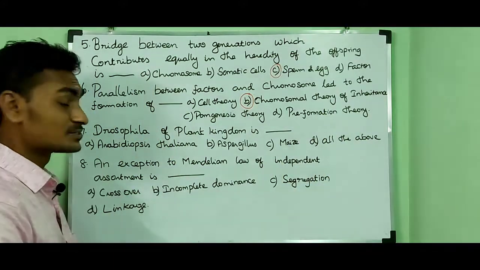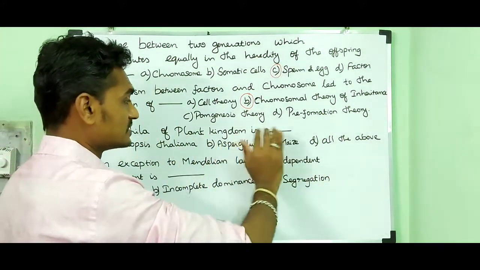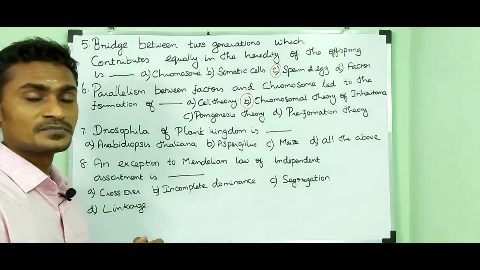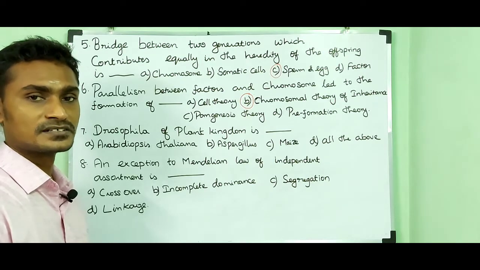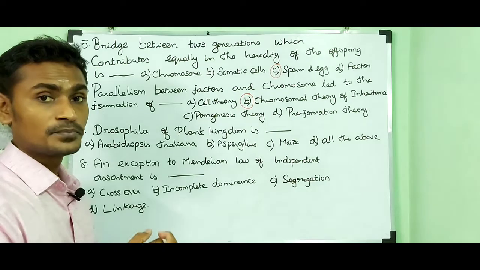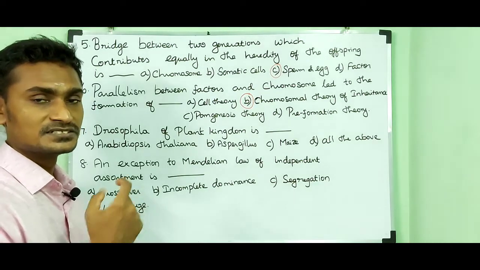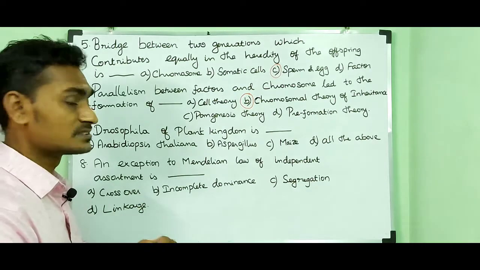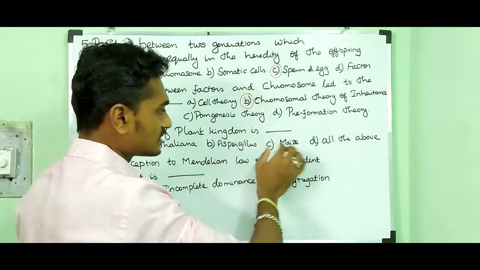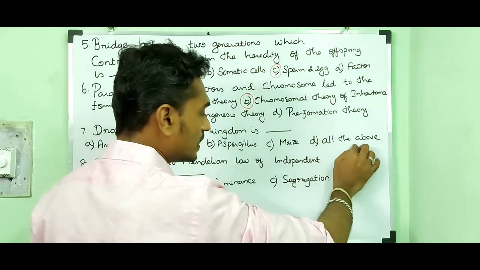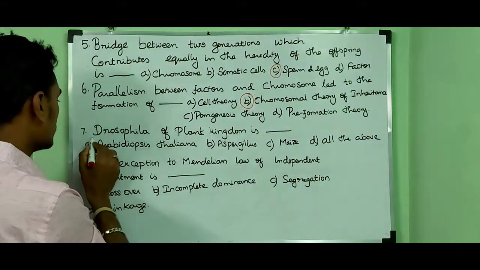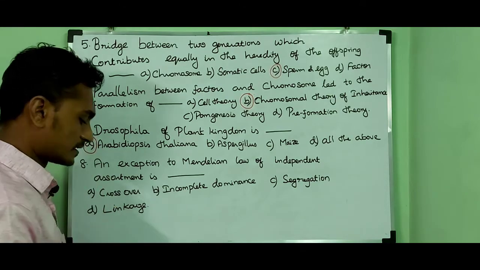Then the seventh question: Drosophila of the plant kingdom is dash. Drosophila is an animal which is used for genetic research. Likewise, in plants also, a type of plant is often used in genetics. What is that plant? Option A, Arabidopsis thaliana. Option B, Aspergillus. Option C, maize. Option D, all the above. So option A is the right answer, Arabidopsis thaliana.